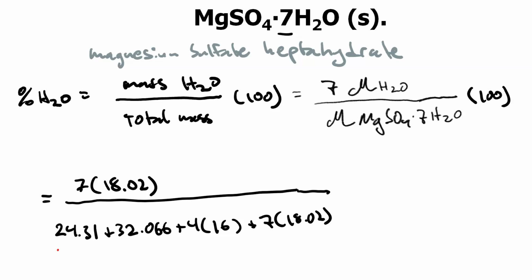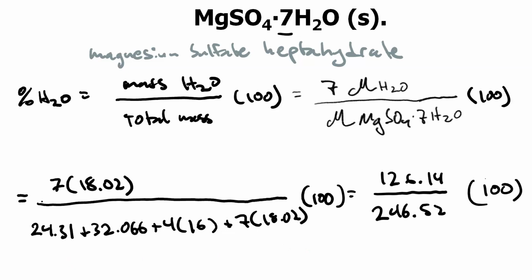So here are the molar masses of magnesium and sulfur and 4 oxygens and 7 waters. So 7 times 18.02 is 126.14, and the total molar mass of the compound is 246.52, and we take that fraction and we multiply by 100. And we get 51.17%. That's crazy. More than half the mass of Epsom salts is water already. That's why you have to put so much of it in your bath to get an effect.